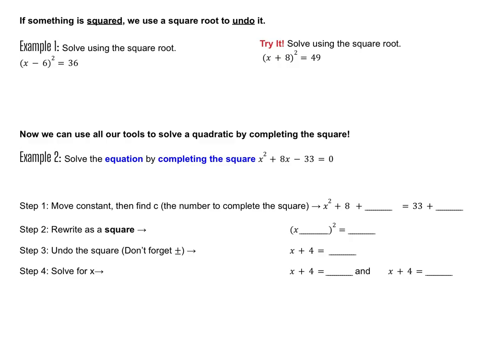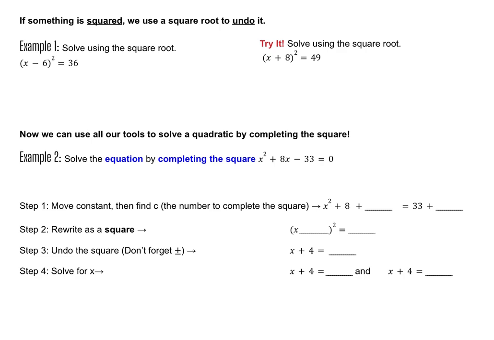First, we must understand if something is squared, we can use a square root to undo it. Similar to how if something is added, we can subtract it because they're opposites. And if something is being multiplied, we can divide it because they're opposites. Square and square roots are also opposites. So in example 1, I can focus on solving using the square root.